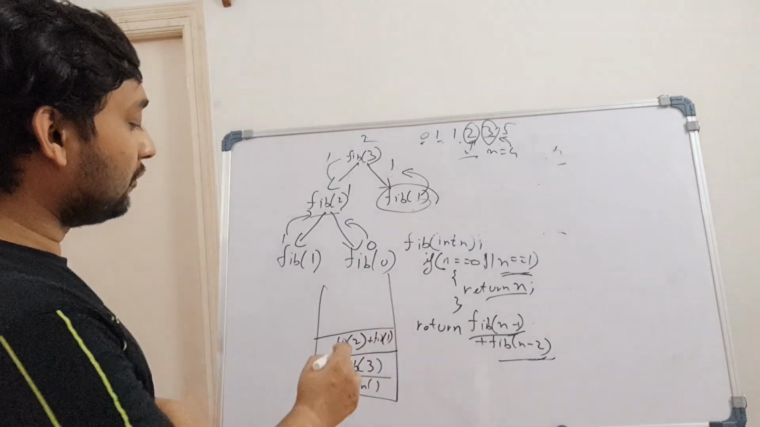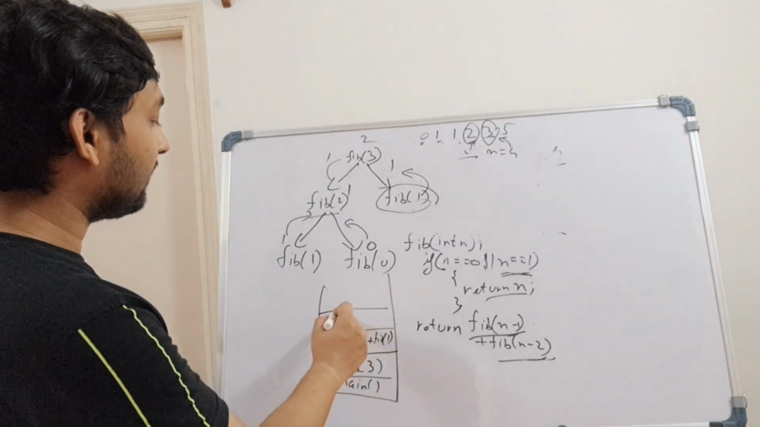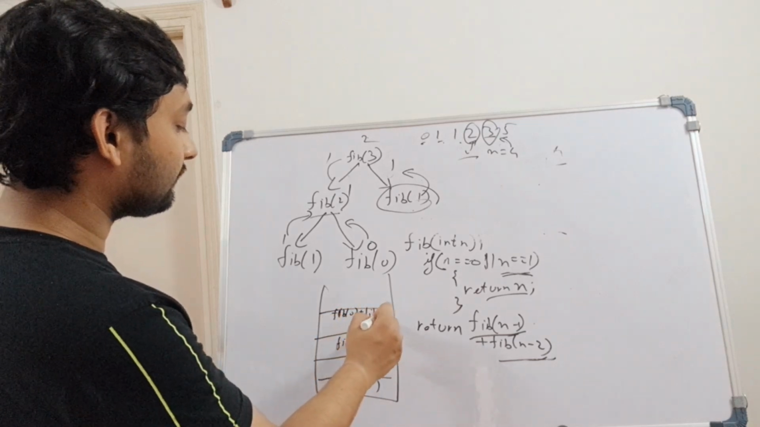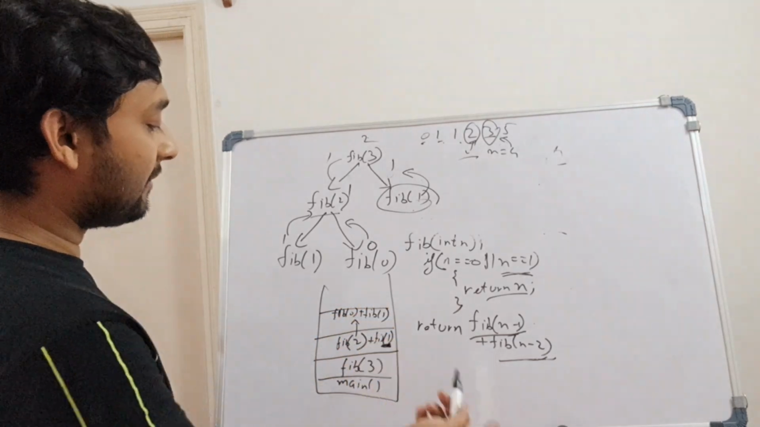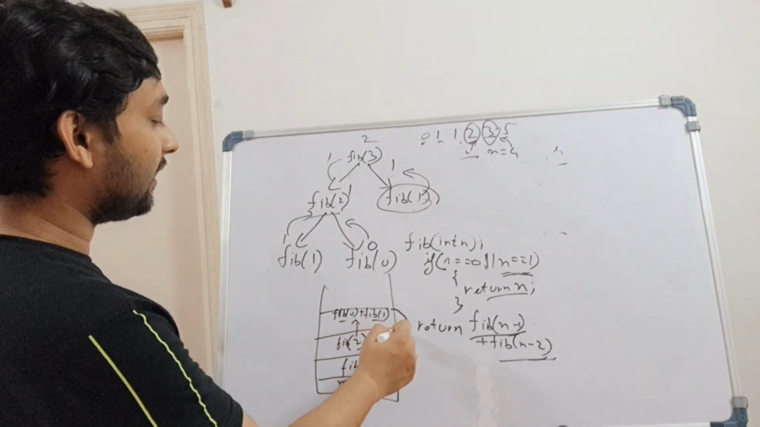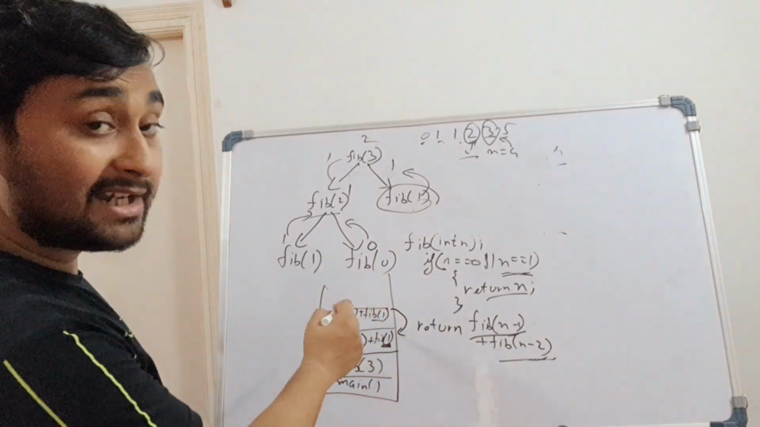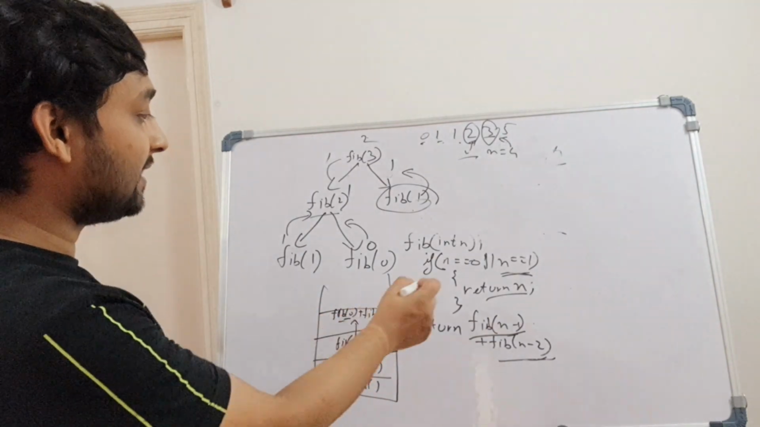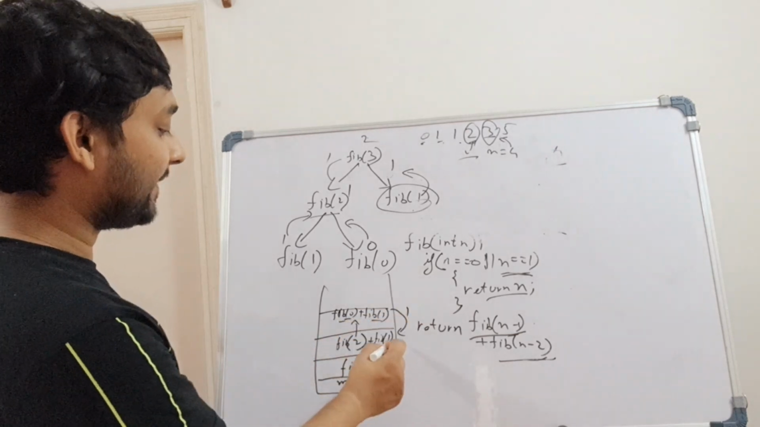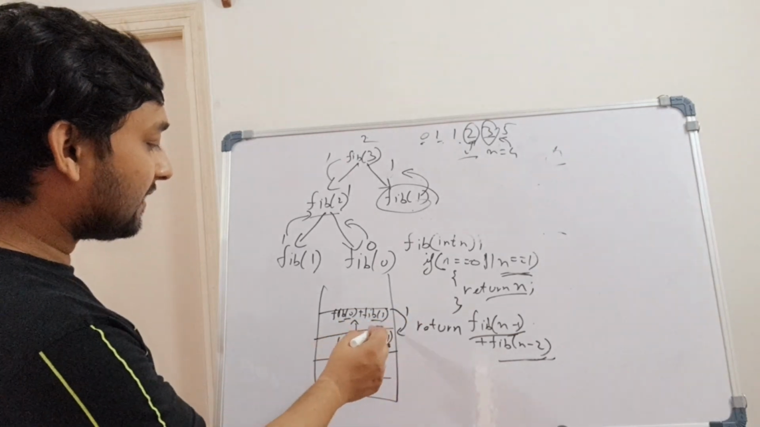So fib of 2 is what? Fib of 2 is nothing but fib of 0 plus fib of 1. And here fib of 1 is 1 only. So fib of 0 plus fib of 1, what will it return here? After 0 and 1 it has hit our base case. So fib of 0 means 0, fib of 1 is 1. So it will return me 0 plus 1, which is 1 here.